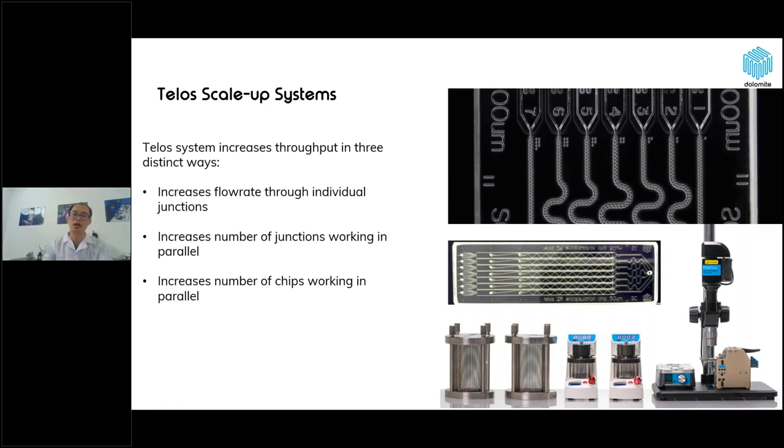So with the Talos modules, we can integrate up to 10 Talos chips working in parallel together. So the production rate would be increased up to 70 times compared to the single channel chip.